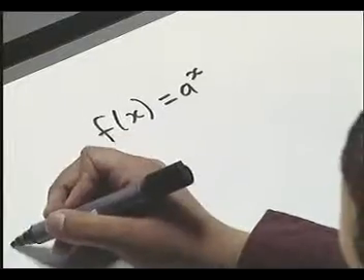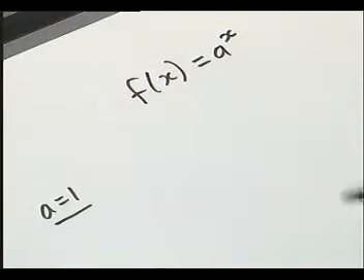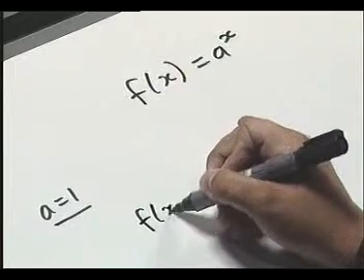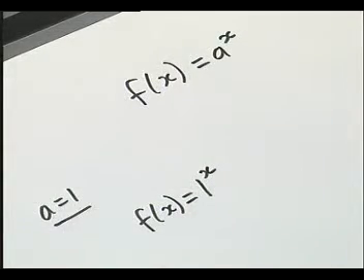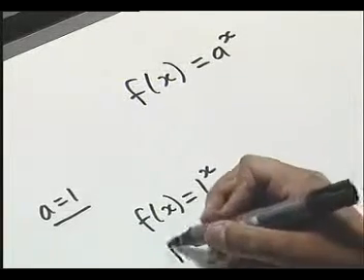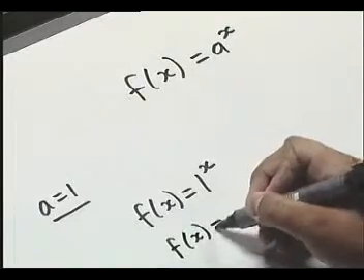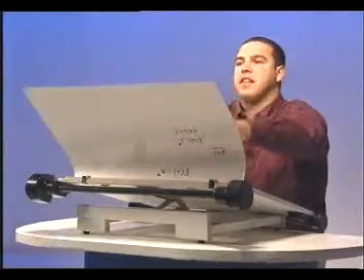So first of all, when a equals 1, this will give us the function f of x equals 1 to the power of x. And we can see that 1 to the power of anything is actually 1. So this is the linear function f of x equals 1. So that's quite straightforward. And secondly, I'd like to look at the case where a is more than 1.